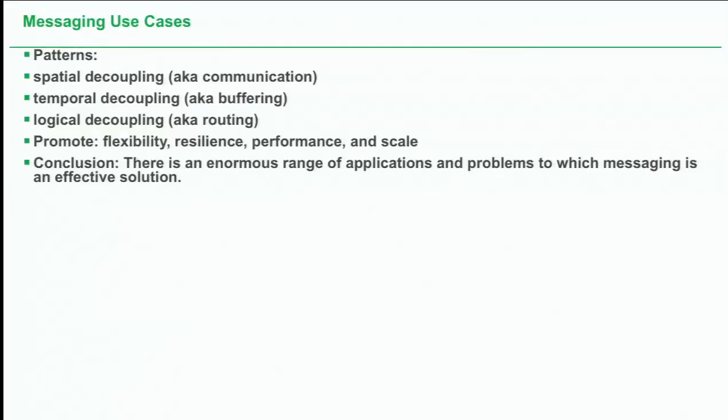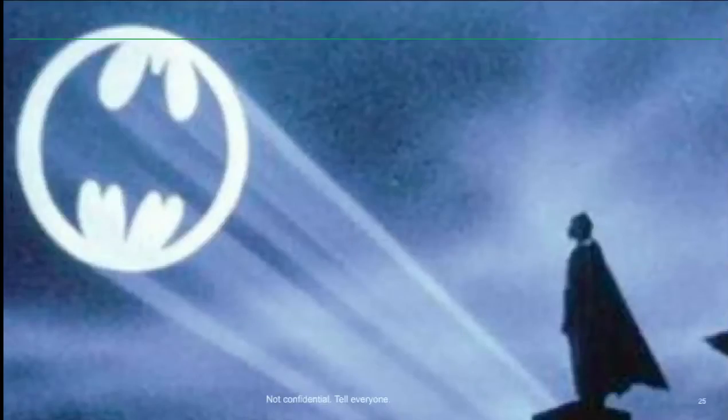So you get spatial decoupling, right? You could say, I don't care about where you are, I just want to send a message. You get temporal decoupling, which is to say, I don't care if you're there when I send my message in time. I don't care if you receive it right now. Just get back to me when you can. You get logical decoupling, which is to say that sending it to an abstract destination on the broker doesn't necessarily mean that it's being consumed by some consumer on the same abstract destination. This promotes flexibility, resilience, performance, scale, blah, blah, blah. We'll see that driven home in a bit here.